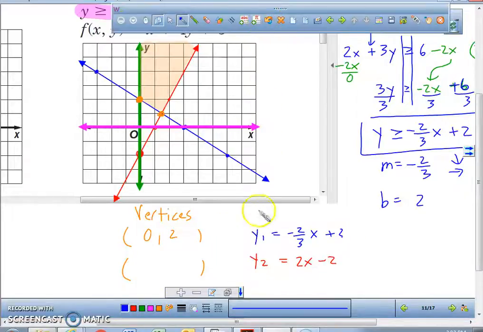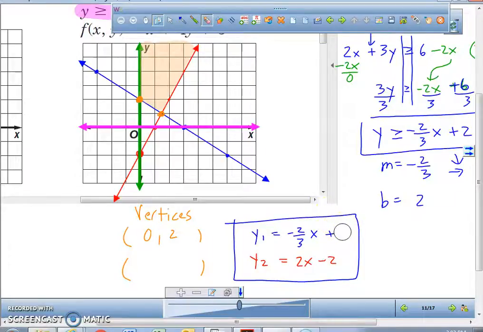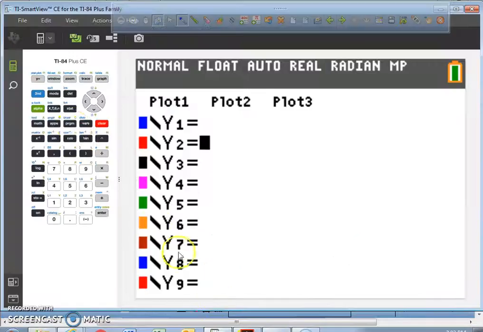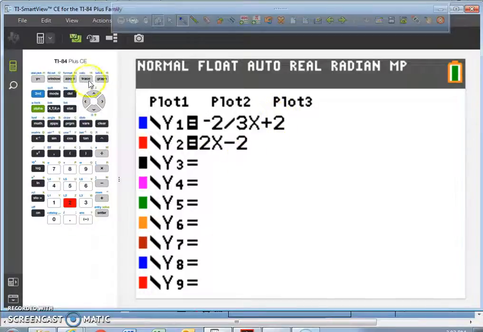We've solved these by hand. We're just making this a little bit easier since you have a lot to do on this problem. So take those 2 equations and type them in exactly as they appear in the graphing calculator. y1, negative 2 divided by 3x plus 2. y2, 2x minus 2. There's my blue line, there's my red line.